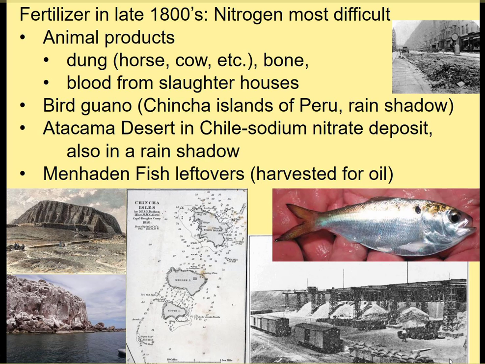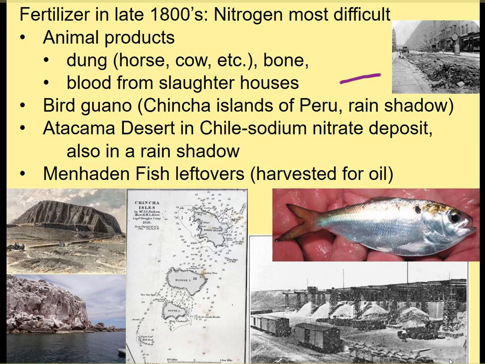In the next couple of slides, I want to talk about an application of LeChatelier's principle and how it changed our world. So in the 1800s, fertilizer was very difficult to come by, and the U.S. population was increasing, and the farmers needed to produce more and more, and it was really hard to get nitrogen fertilizer. Farmers mostly got their fertilizer from animal products, so dung from horses or cows, or they would get bones from a slaughterhouse or blood from a slaughterhouse.